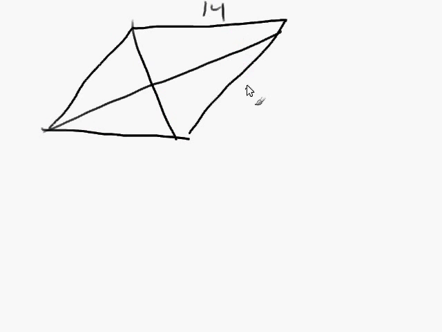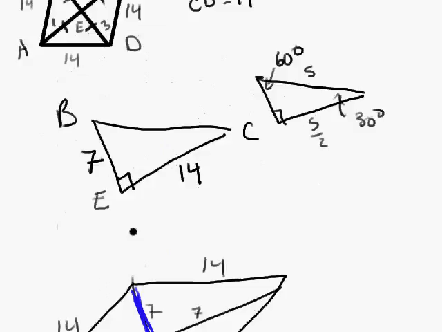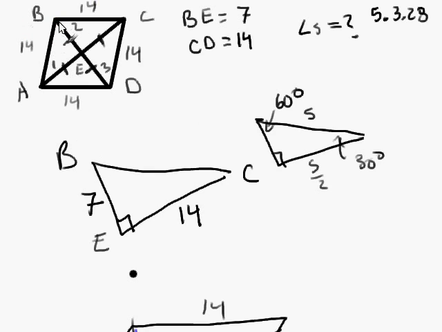This is 14, this is 14, this is 14, this is 14, this is 7, this is 7, this is 7, this is 7. Wait a minute. This whole side is 14. So if we go back up here and we look at triangle B to D to C, BDC, it's equilateral.